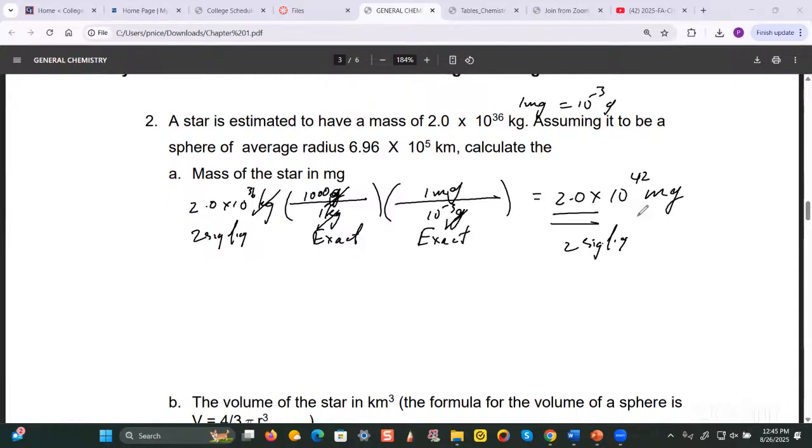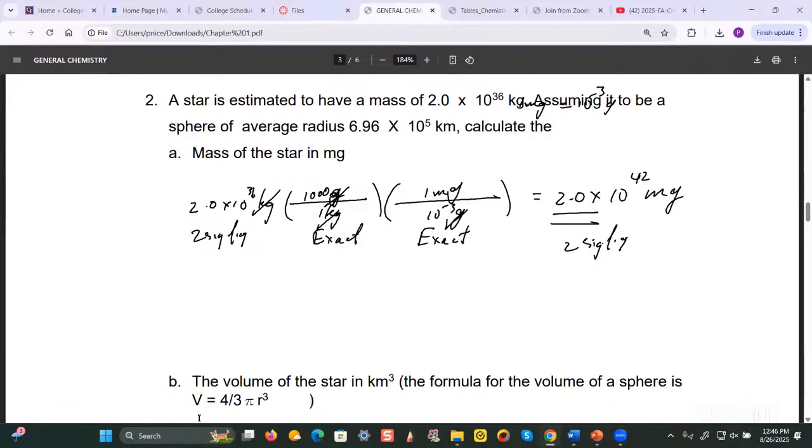Any question about this? Yes, sir. Does the second part of the second sentence have anything to do with our question? It gives us a number about a sphere. No, that has to do with the B part. The B part gives you the formula for the volume of a sphere, and you're going to need that information, the average radius, in order to answer it.